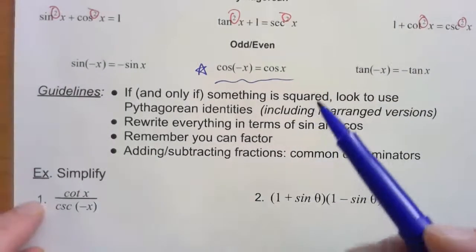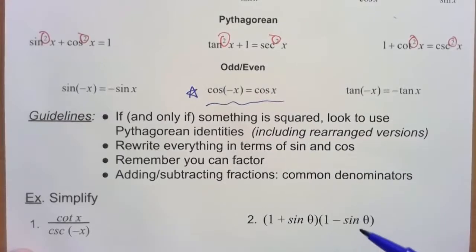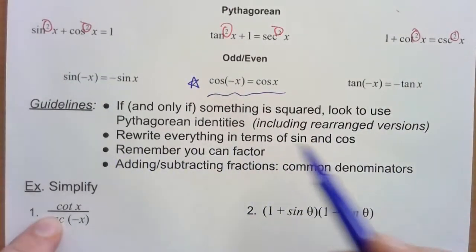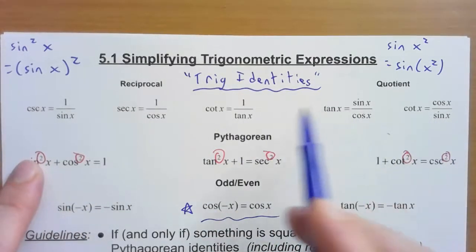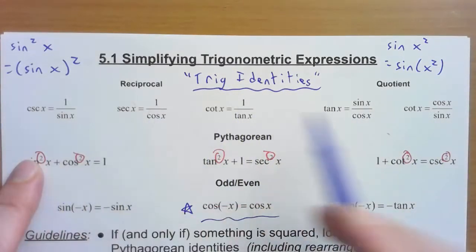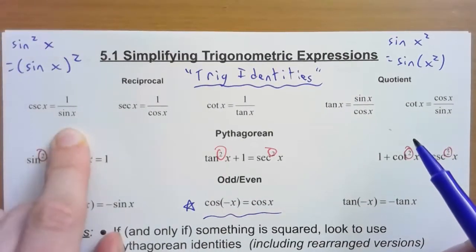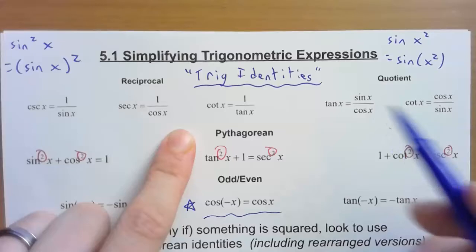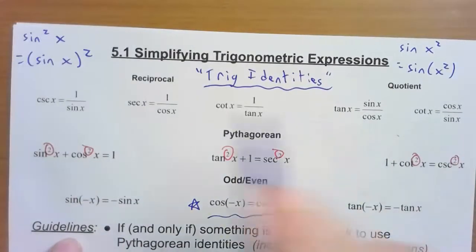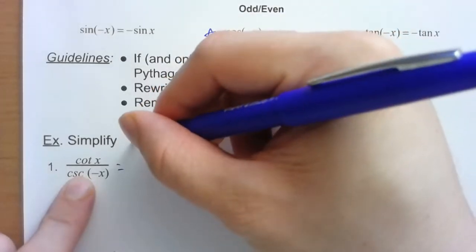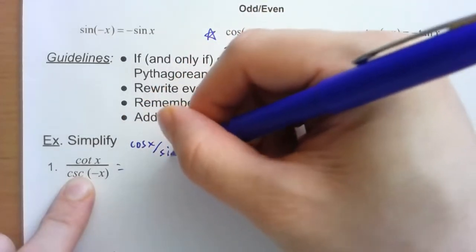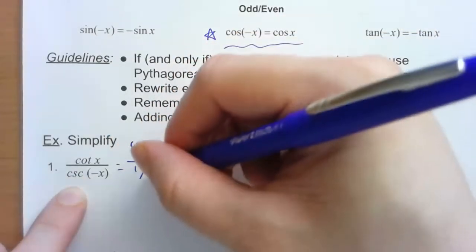Okay. So, again, only if it's squared are you going to use the Pythagorean identities. And then one that we're going to use a lot is this second one. A lot of the times we're going to rewrite things in terms of sine and cosine. So based on these identities at the top here, every other trig function can be written in terms of sine and cosine. Cosecant, you write with sine, secant with cosine, tangent with sine and cosine, cotangent with cosine and sine. Every other trig function can be rewritten with just sine and cosine. So let's try that on this one here. So cotangent is cosine over sine. And then cosecant is 1 over sine.